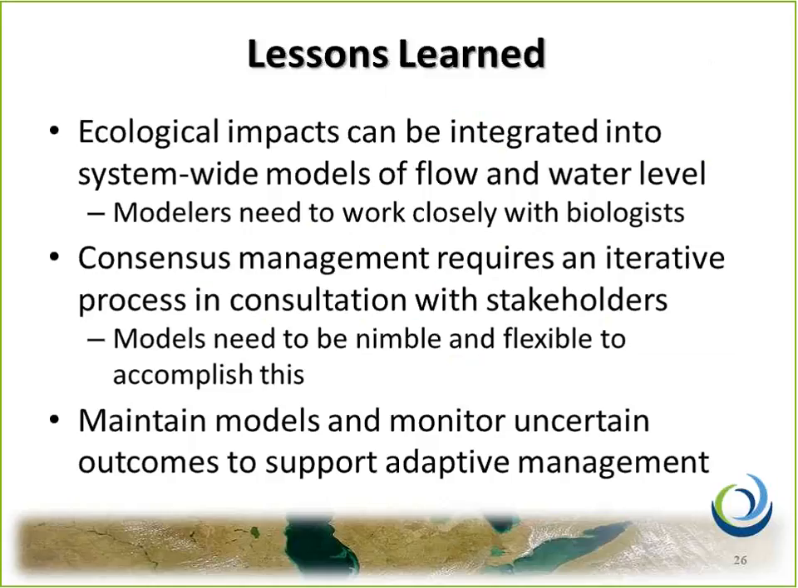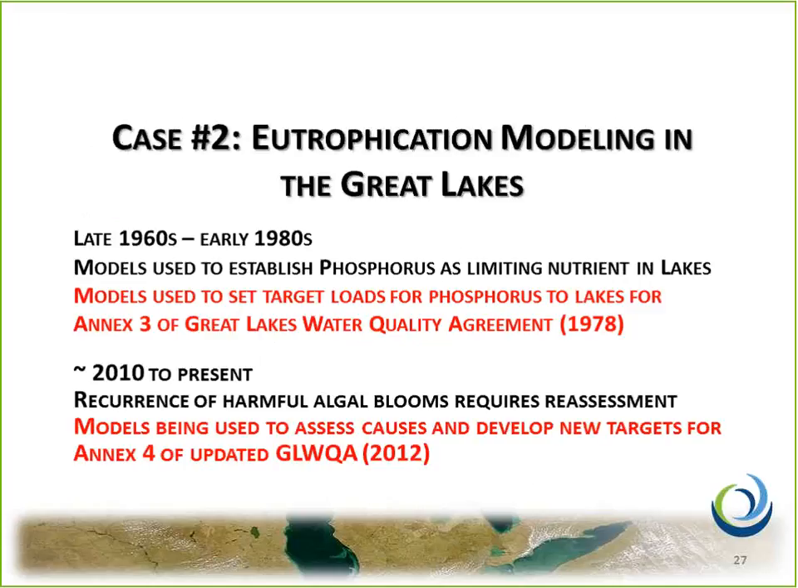And consensus management, it's no easier there than here. There are a lot of people who want a lot of different things. And it works best with an iterative process in consultation with stakeholders and not something that modelers just drop on decision makers. And finally, for adaptive management, we need to maintain these models. They need to be in place. We need to keep collecting data on ecosystem impacts and have the models ready if they need to be modified in the future to adjust those decisions.